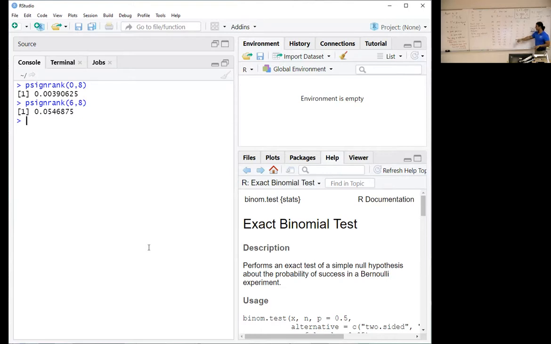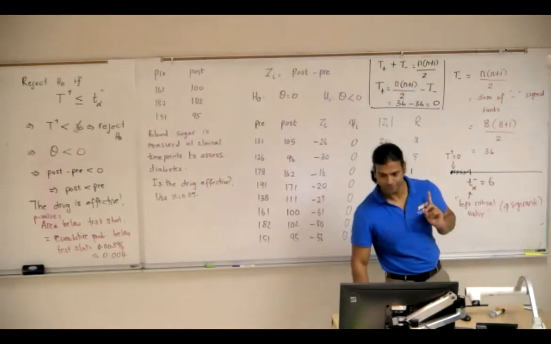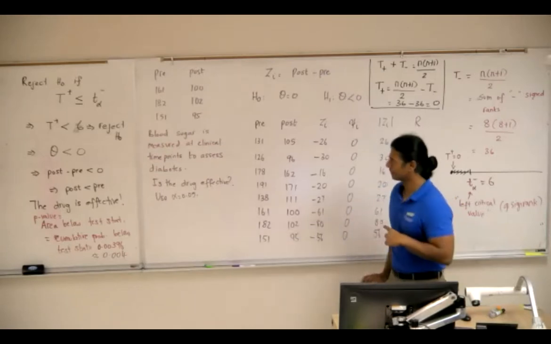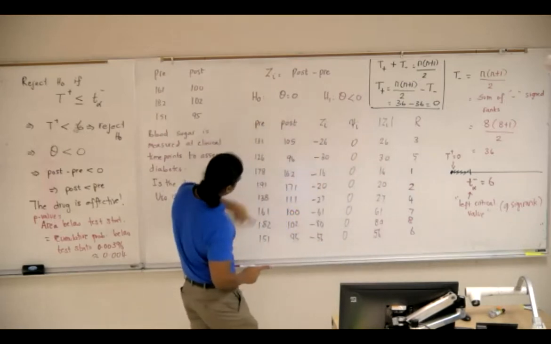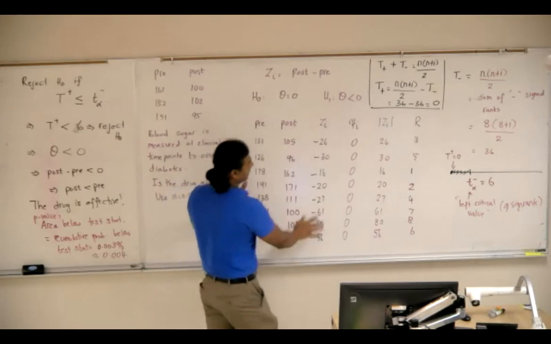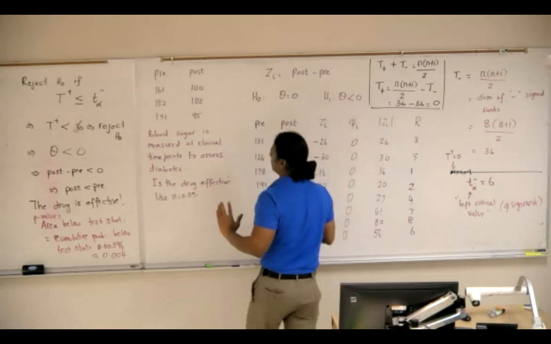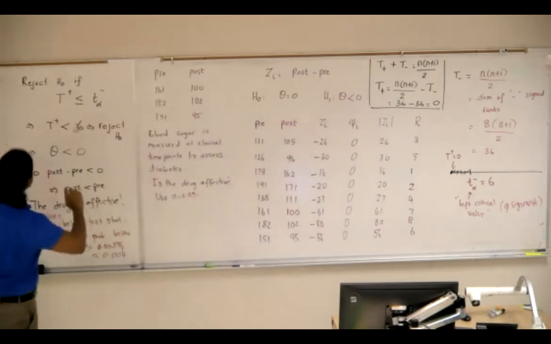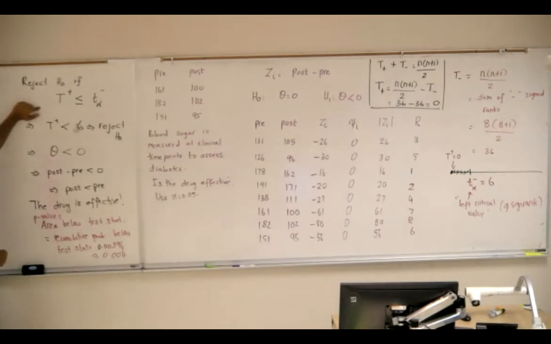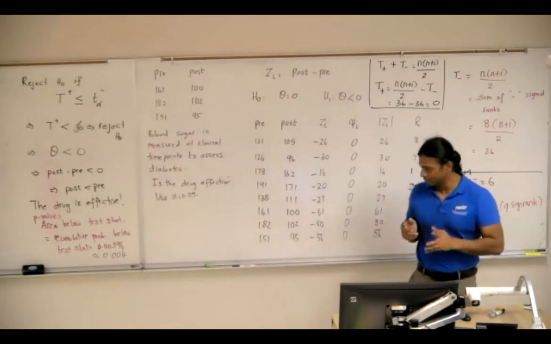So these calculations need to be done manually on an exam, but we can use R to find the values also. Before we get to that, just to recap: pre-values, post-values, that is our data. All of this that we did here is the procedure, and your book always uses T plus, but there are two ways to do it. We reject the null in a left-tailed test if T plus is less than or equal to the left critical value, which in our case is 6. That was the case, so we rejected. The p-value is less than alpha also, so we reject the null.